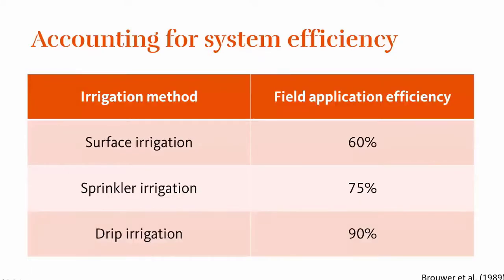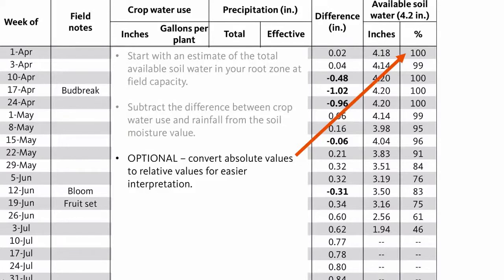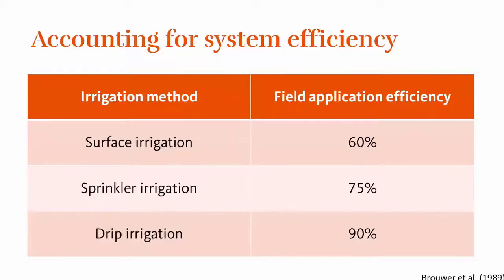So you can see that running all the way down. You want to account for your irrigation system efficiency. This is often ignored. Each irrigation method has a different application efficiency. The good thing about drip irrigation is that usually it's around 90%. But the question is, how would you determine your application efficiency?